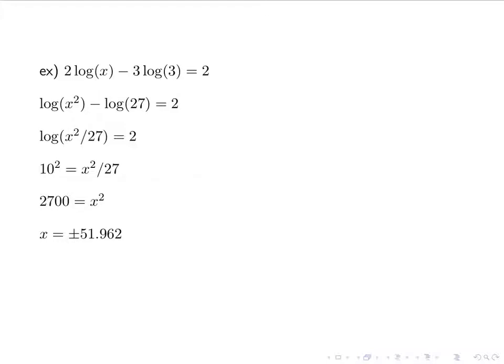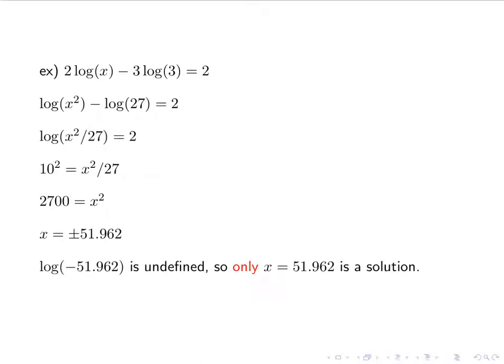Square root both sides. Again, we'll have the plus or minus. This is irrational, so it's roughly plus or minus 51.962. And again, because we have log of x, I can't plug in the negative. So only the positive one is the solution.